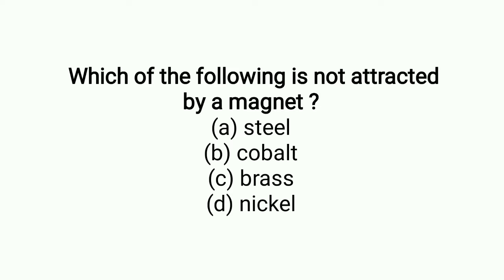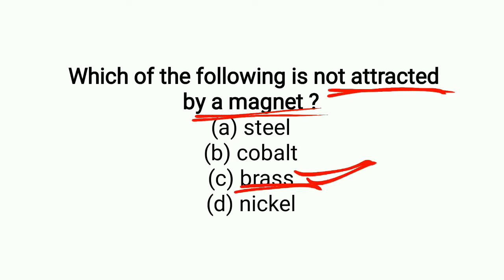Which of the following is not attracted by a magnet? Here brass is not attracted by a magnet. Steel, cobalt, nickel, these are all attracted by a magnet, but only brass will not be attracted by a magnet. So the answer is C, brass.